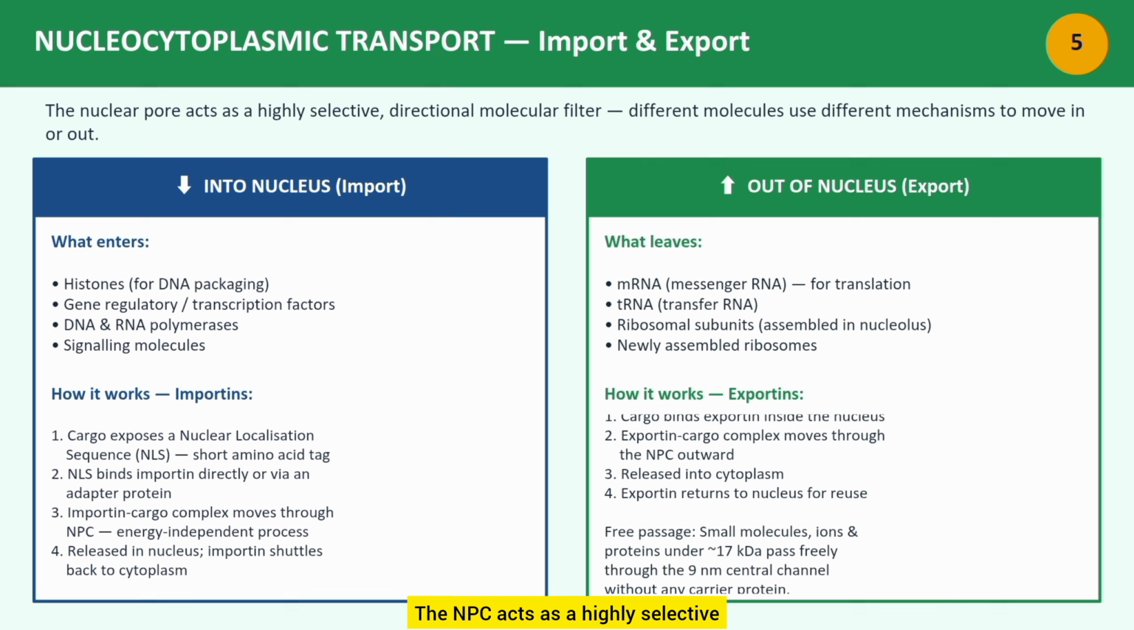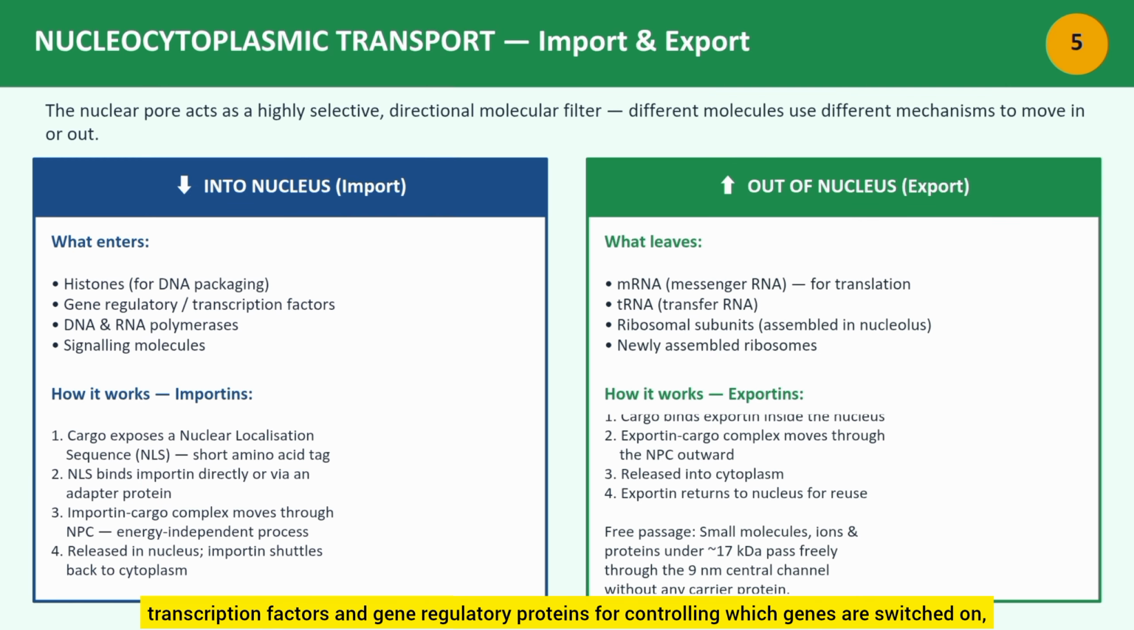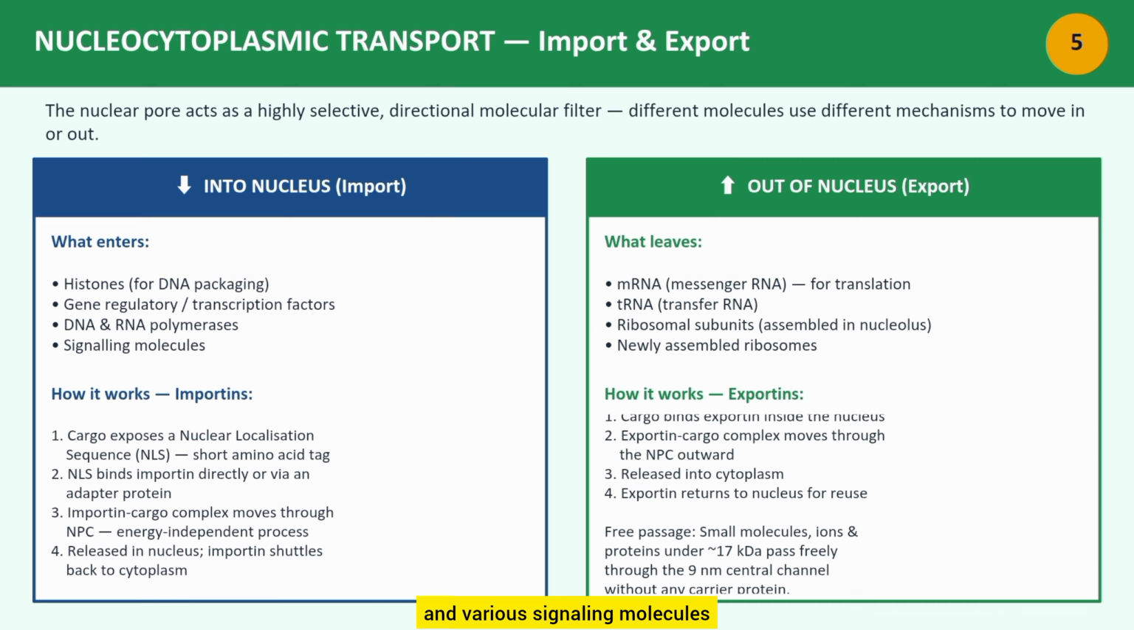The nuclear pore complex acts as a highly selective, directional molecular filter. Think of it like a customs checkpoint at an international airport. Things can go in, things can go out, but they need the right credentials, and they move in specific directions only. Let's start with import. What goes into the nucleus? The nucleus needs histones for packaging DNA, transcription factors and gene regulatory proteins for controlling which genes are switched on, DNA and RNA polymerases for replication and transcription, and various signaling molecules. All of these are made in the cytoplasm and need to be transported into the nucleus.